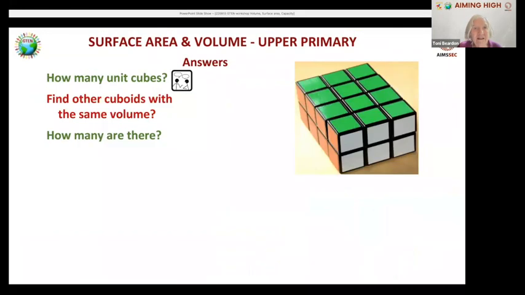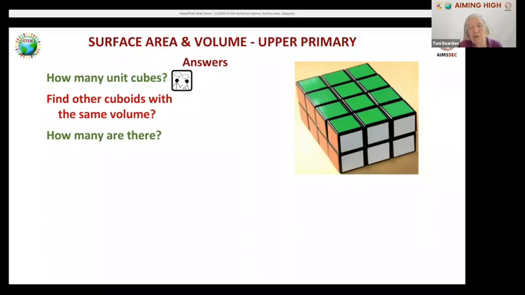Again, we're going to ask you a challenging question. We've just worked out the volume of this one, which is 24 cubic units. So how many other cuboids are there with the same volume? And can you find them? Not just how many are there, but can you find them? Suggest some cuboids with the same volume. What would the dimensions be? This one is 2 by 3 by 4, and 2 layers of 12, making 24 cubic units, volume of 24.